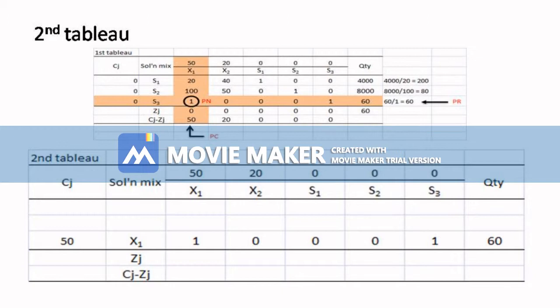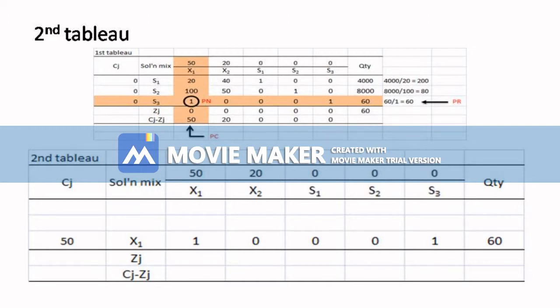To do this, we simply divide every number in the row by the pivot number. So in this tableau, we can see that our PN in the first tableau is 1. So we just have to divide each number in that row by the PN. So 1 divided by 1 equals 1, 0 divided by 1 is 0, 0 divided by 1 is 1, and so on.